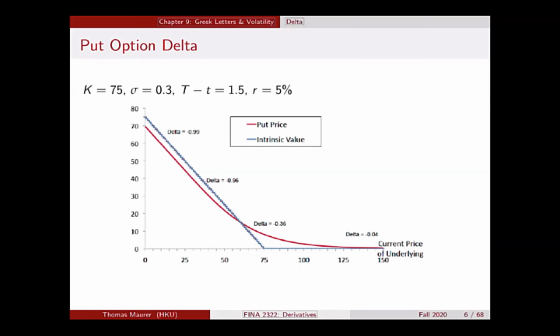So if you're very deep in the money, for sure you want to exercise that put option, you get a full negative exposure to this underlying asset price, and delta is exactly -1.